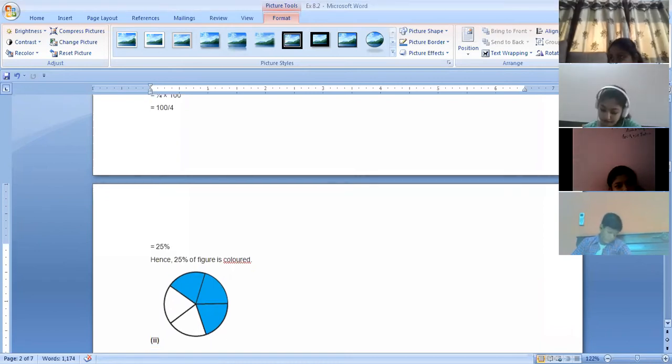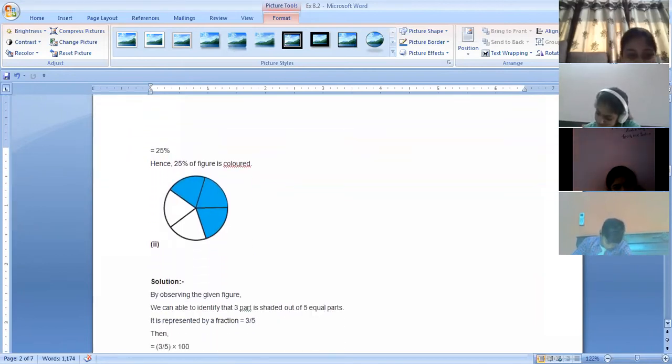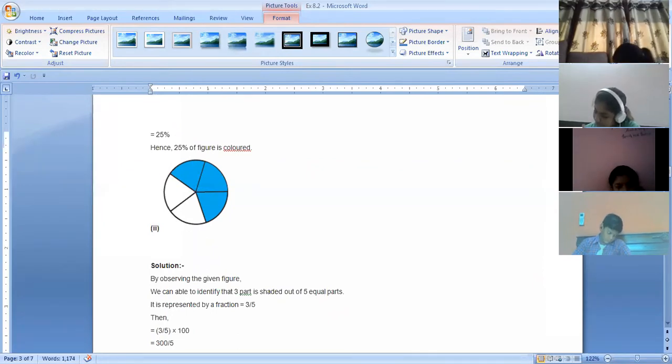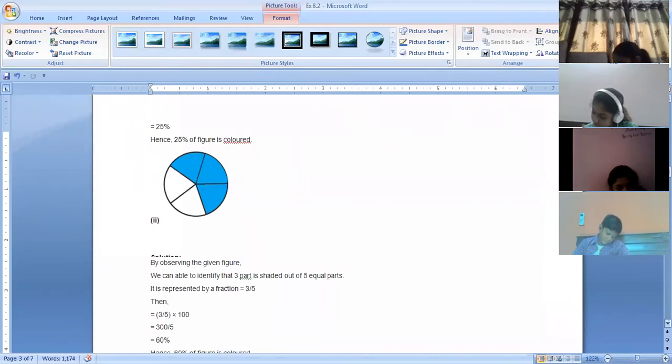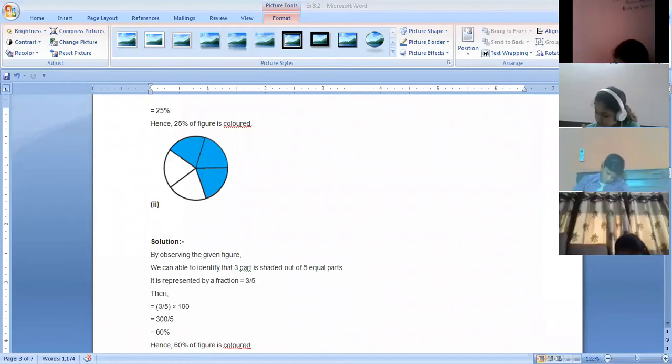That's right. So when you are going to multiply it with 100%, what will be the answer? The answer will be 60%. That's correct. 3 100s are 300/5. So when you are dividing 300 by 5, you are getting 60%. That's the correct answer. So we can say that 60% of the figure is colored over here. Yes, right, Bhumi Chaudhary. Yes, Sejal, that's right. Do you have any query regarding this question?